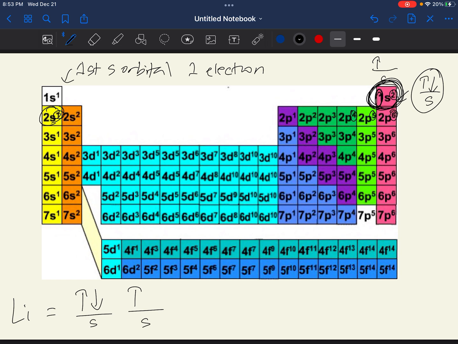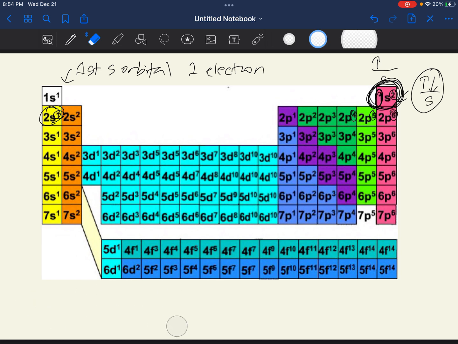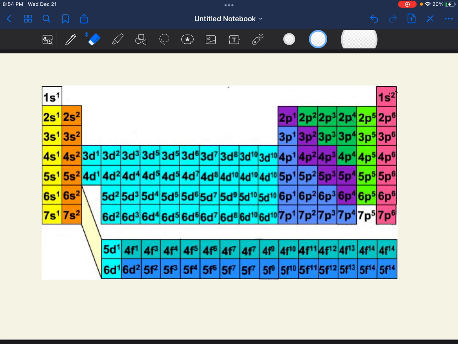You can either go up or down. It doesn't matter. I always start with an up arrow, but it really doesn't matter, as long as when you pair the electrons up, they have a different spin. So one is facing up, one is facing down. All right. Sounds good. So that is basically the breakdown of why all these numbers are here.